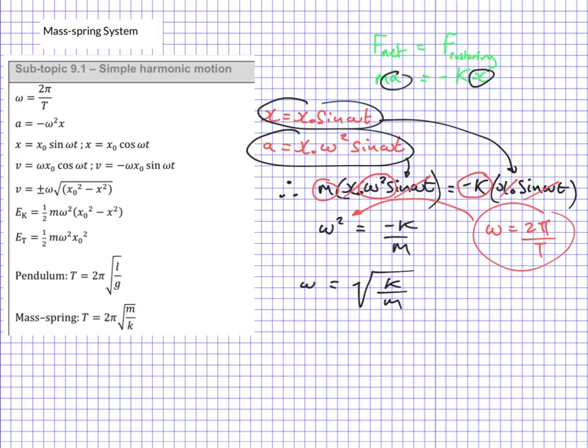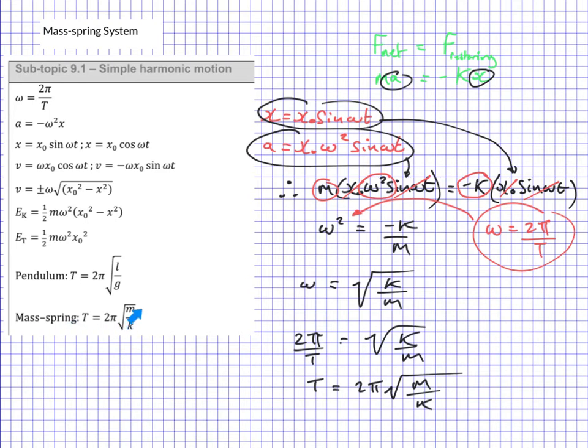So we've got our equation at the moment. We're going to insert our omega into this, nice and easy. You can see now that we get 2 pi over T is equal to square root of k over m. So now we just reciprocate everything and multiply by the 2 pi. So we end up getting our period by itself, and then 2 pi times the square root of the reciprocal of k over m, which is m over k. And there it is. We've got our equation.